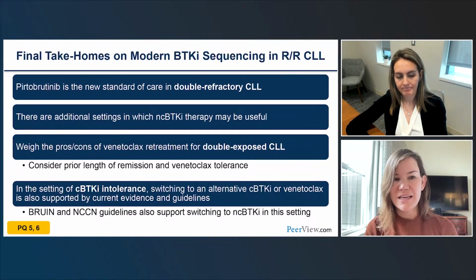Next, another setting to think about pirtobrutinib is in the setting of covalent BTKI intolerance. And so in this setting, switching to an alternative covalent or venetoclax is in fact supported by current evidence and guidelines. But the Bruin trial, in addition to the NCCN, also support the switch to a non-covalent BTKI, pirtobrutinib specifically in this setting.